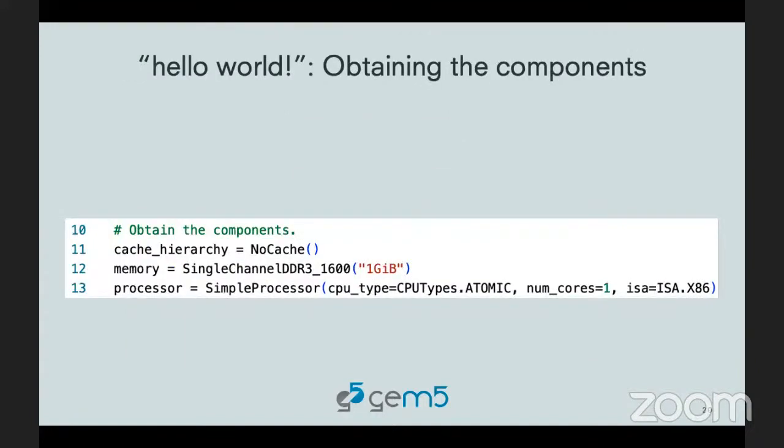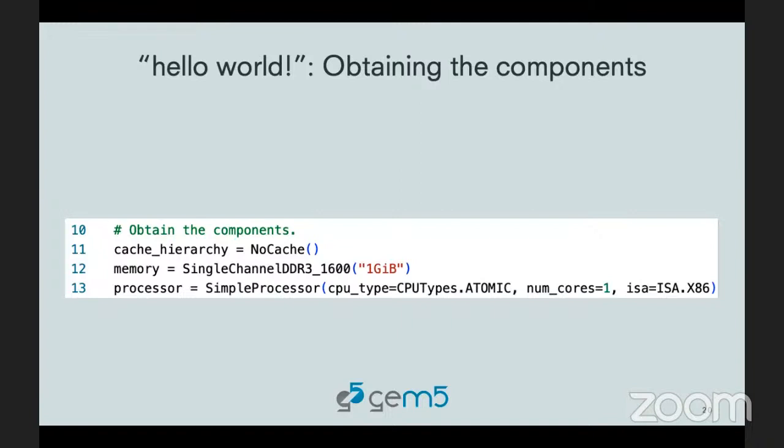The first thing we do when setting up a gem5 simulation is typically we obtain the components. I'd like you to code up these three lines here. And just an FYI, if you accidentally fall behind, I've provided completed examples inside that same directory.